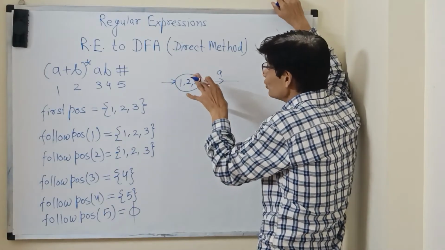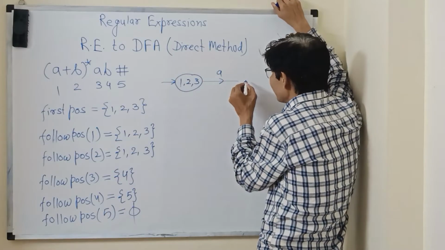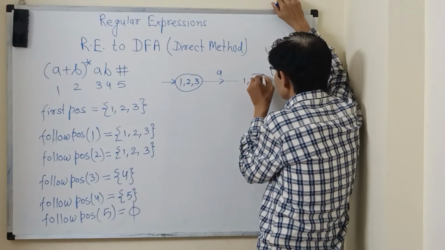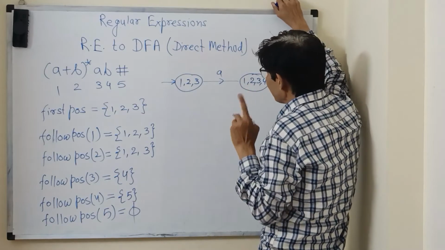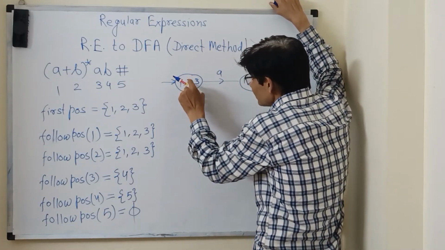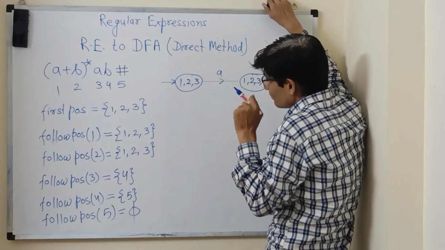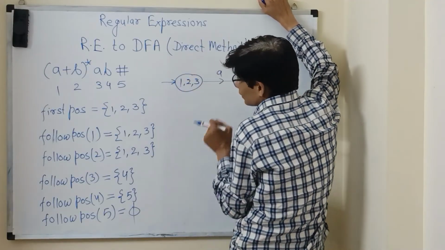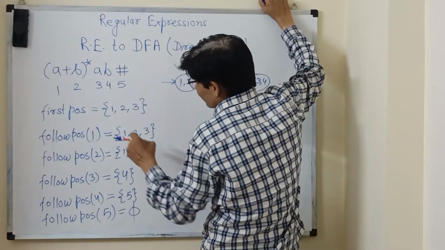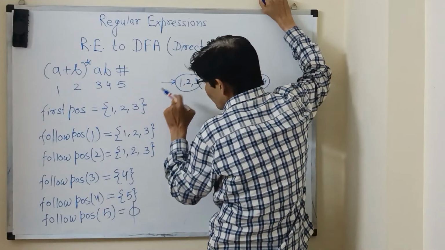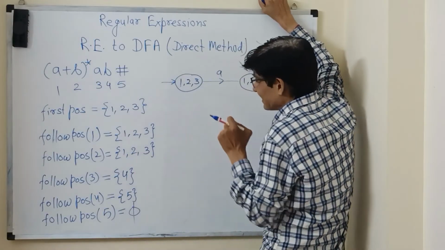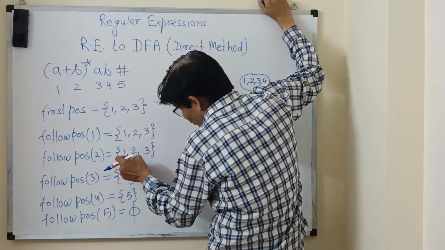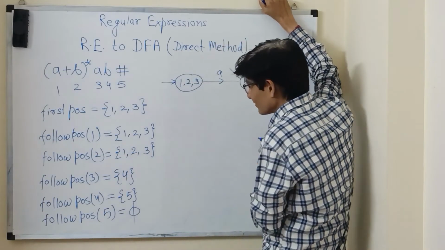This state we have not created yet in the DFA. So we will create one more state here with 1, 2, 3, 4. So this would be another state. And now we need to see the transition of B from this state. We have only one number assigned to B out of these three numbers, which is 2. So we will take the followpos of 2, which is 1, 2 and 3.